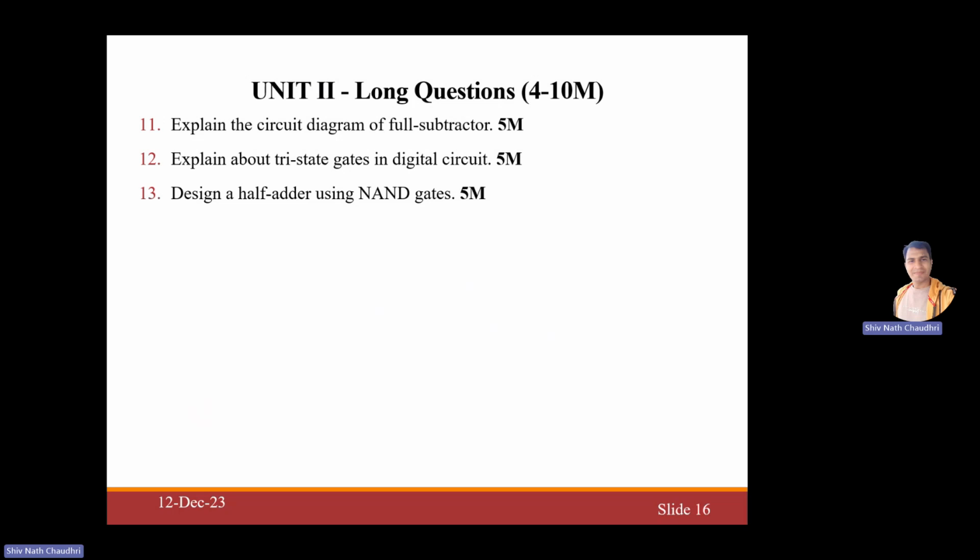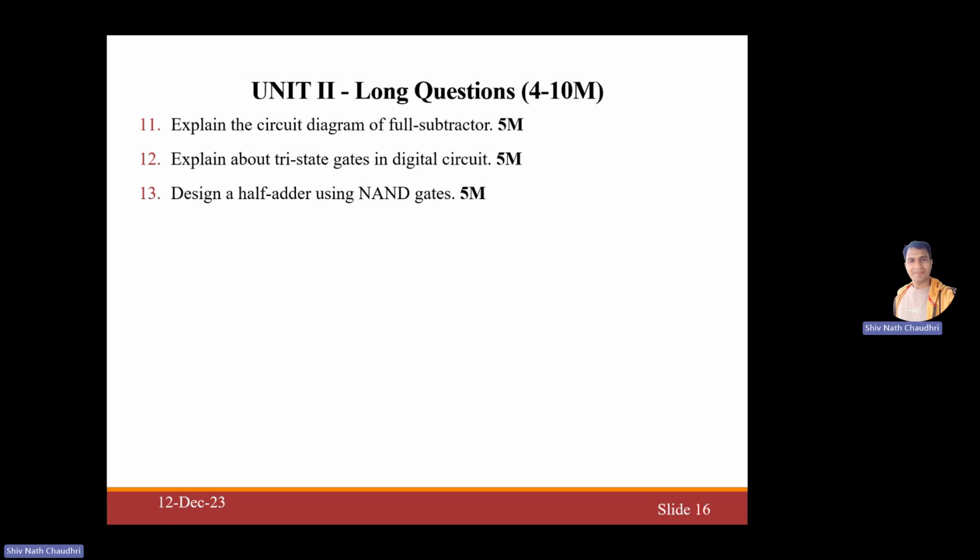The 12th question is about explain about tri-state gates in digital circuits. So tri-state gate is like an inverter. The first one is buffer, when you get output equal to input. The second one is inverter. The third condition is called high input impedance. So you have to go through some other notes for this. I think I have not covered tri-state gates in the lectures or classes. So you have to be aware about the tri-state gates and prefer some other notes to read this topic.